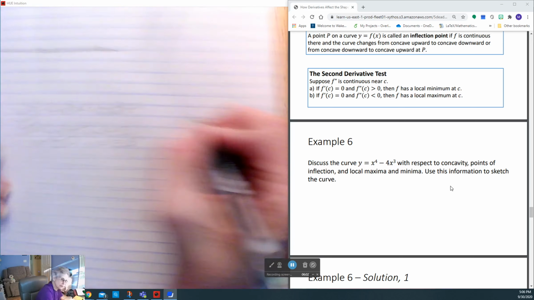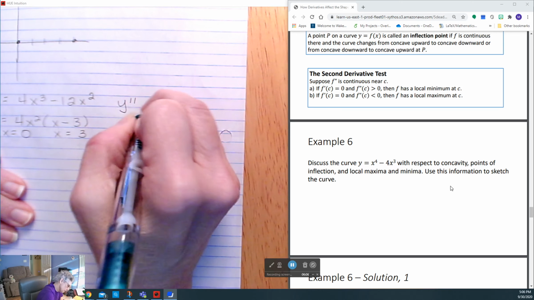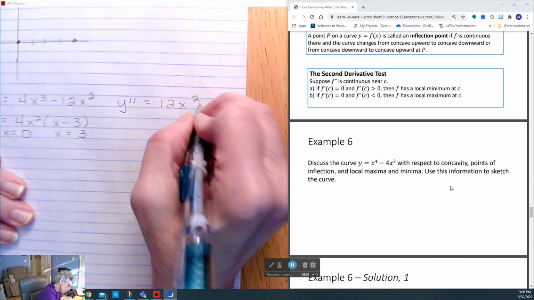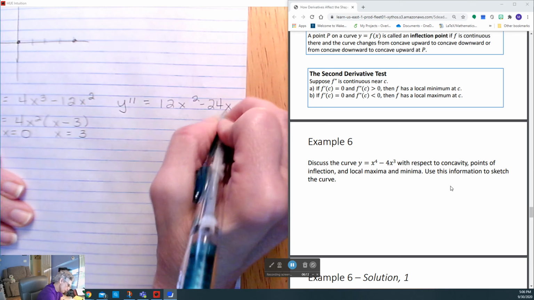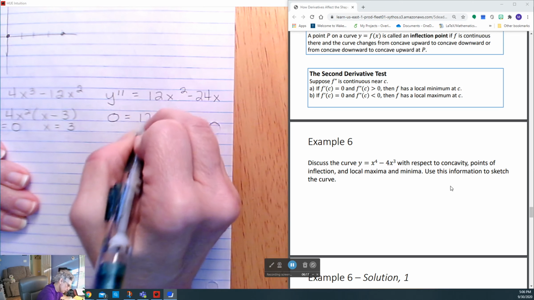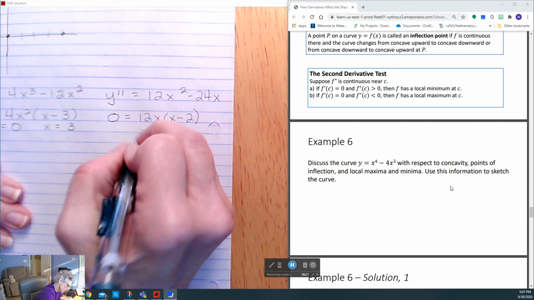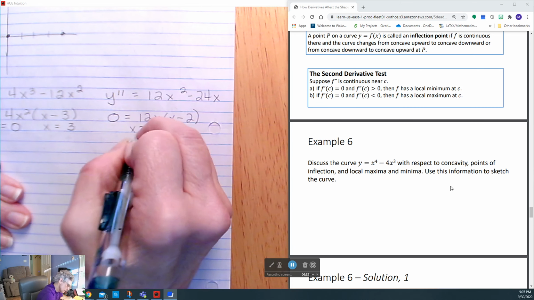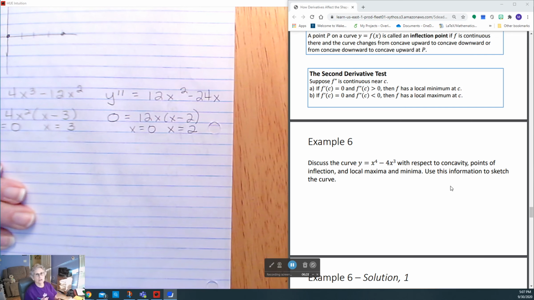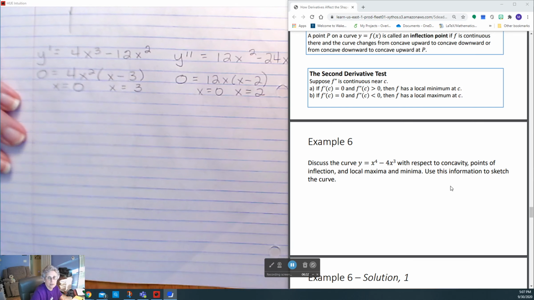Let's look at the second derivative. I think I have room to do it right here. Second derivative is equal to 12x squared minus 24x. That's equal to 0. 12x times x minus 2. So at 0 and at 2. So I'm going to make myself a nice friendly sign chart.